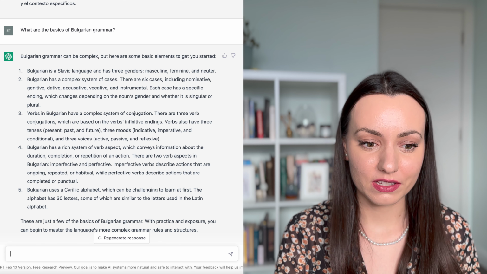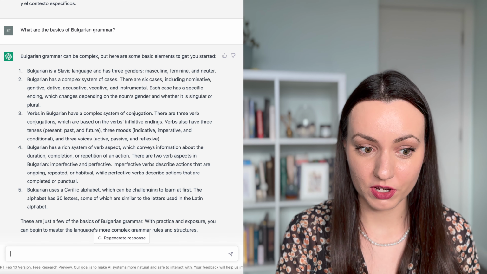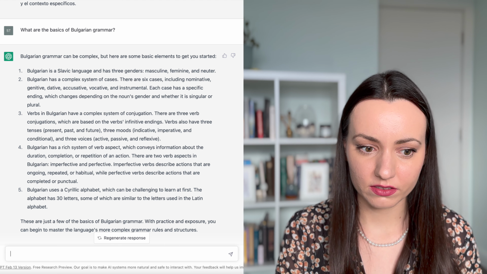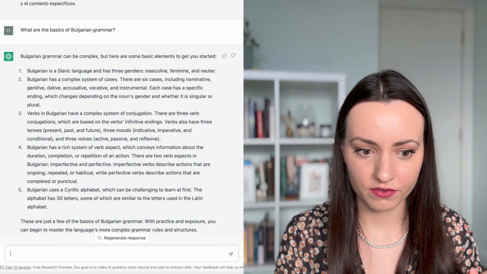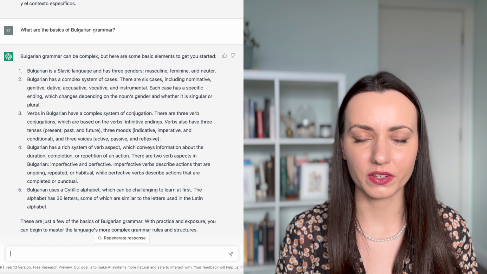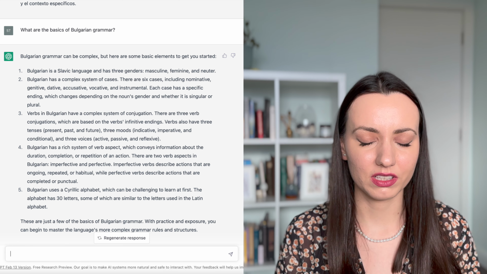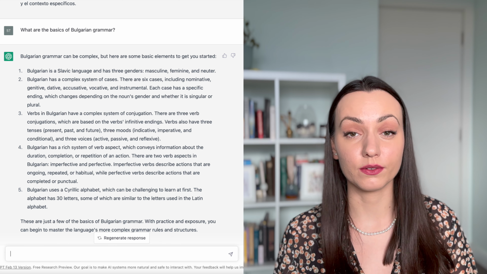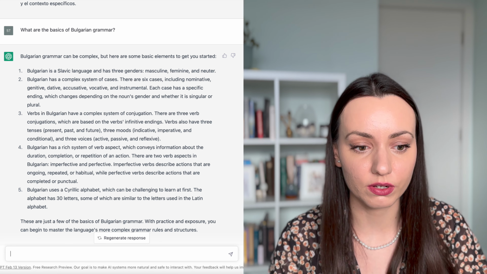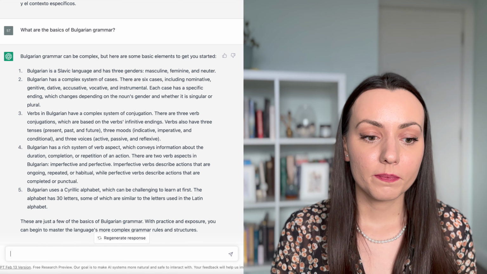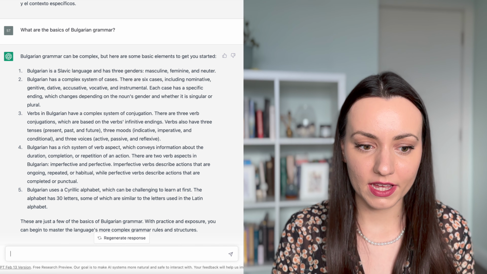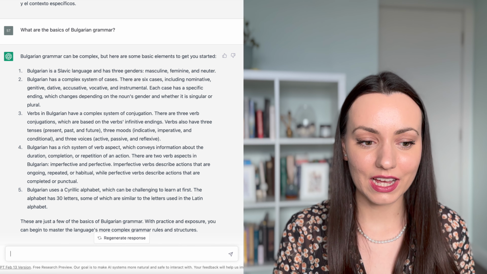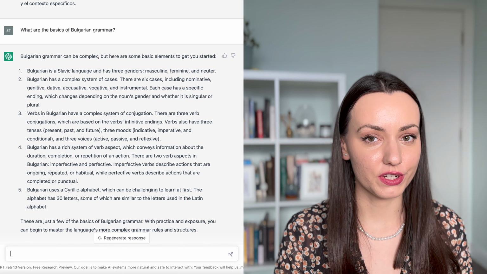Bulgarian has a rich system of verb aspect, which conveys information about the duration, completion, or repetition of an action. Yeah, it does have that. I don't know if they're called imperfective and perfective, because those are things that I studied back in school and barely remember. When you're speaking your native language, you don't really remember its grammar points and explanations. So that kind of sounds true, I think. But then it says it uses a Cyrillic alphabet, 30 letters. Okay, that's fine. And obviously, I think most of that is true.